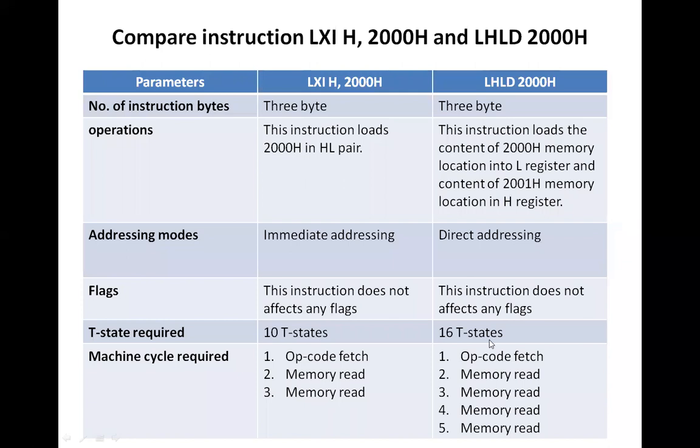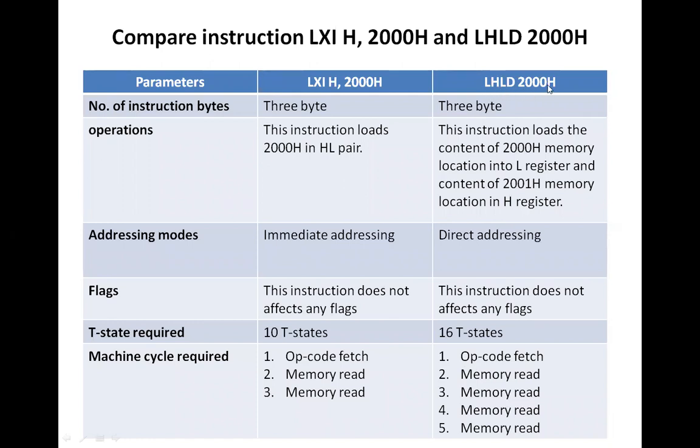Why is it taking 16 T states? Because one will be the opcode fetch, in which it fetches the opcode of LHLD and tries to understand what it has to do. The opcode is fetched and decoded, which will take 4 T states. The second operation will be the memory read operation to read the lower byte of the address, then to read the upper byte of the address. So opcode fetch, memory read, and memory read have been done in accessing LHLD and 2000.